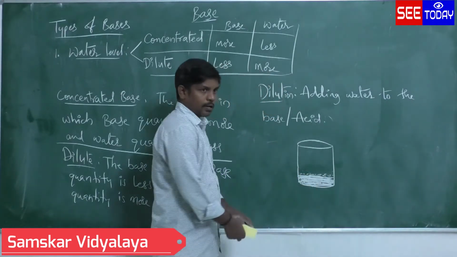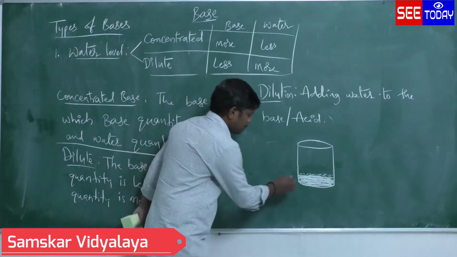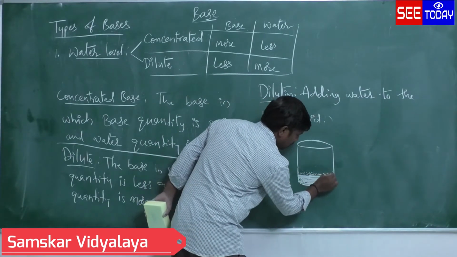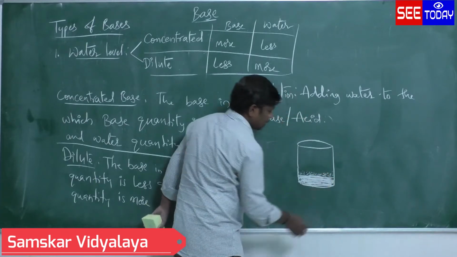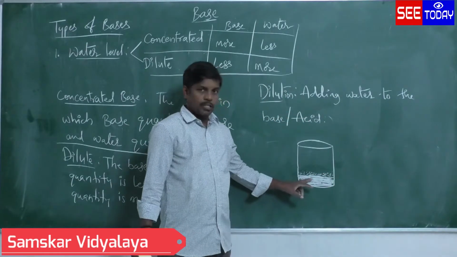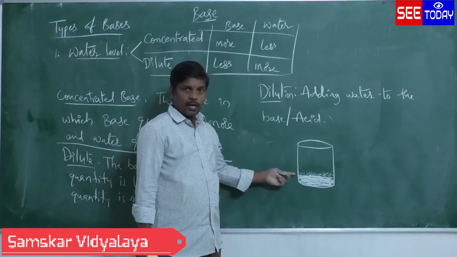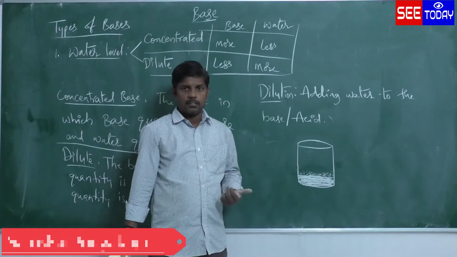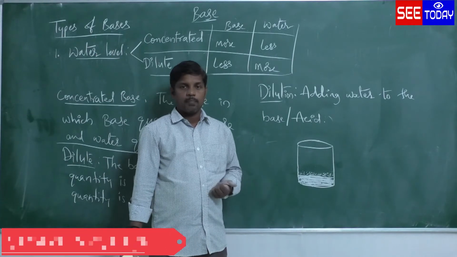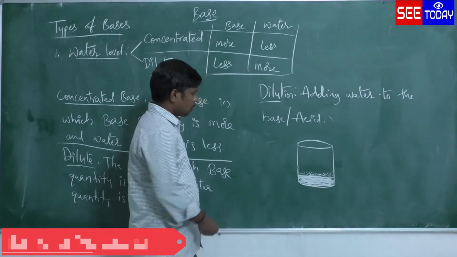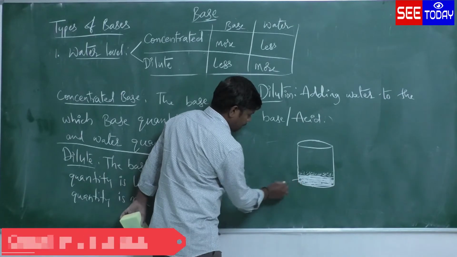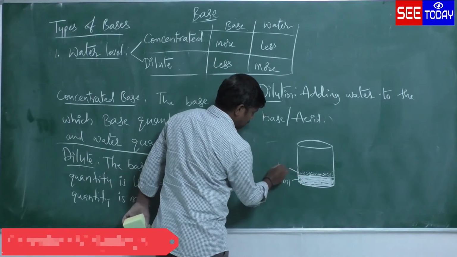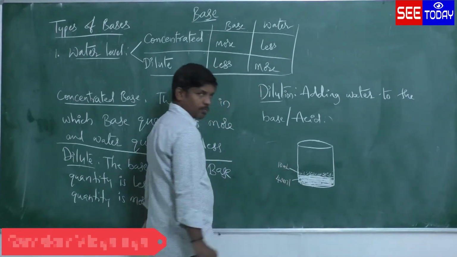So this upper layer is called upper layer. Let us suppose these dots are water, and this down is base. So here base is more, water is less. So this is concentrated base. But now let us suppose this base is 40 ml and this water is, let us say, only 10 ml. Right?